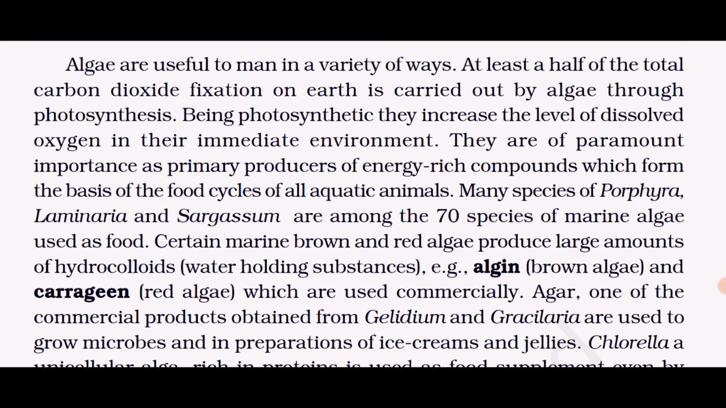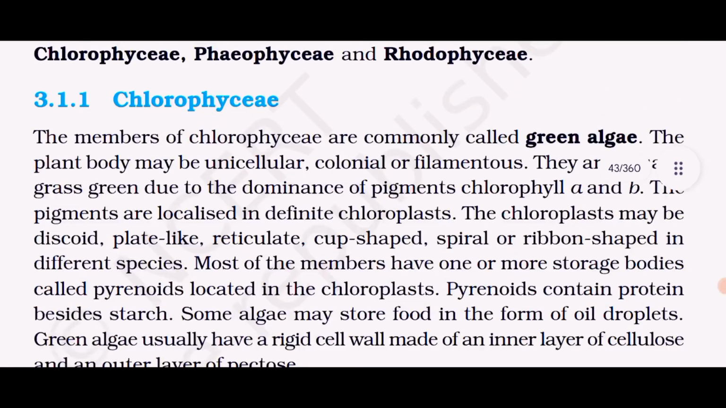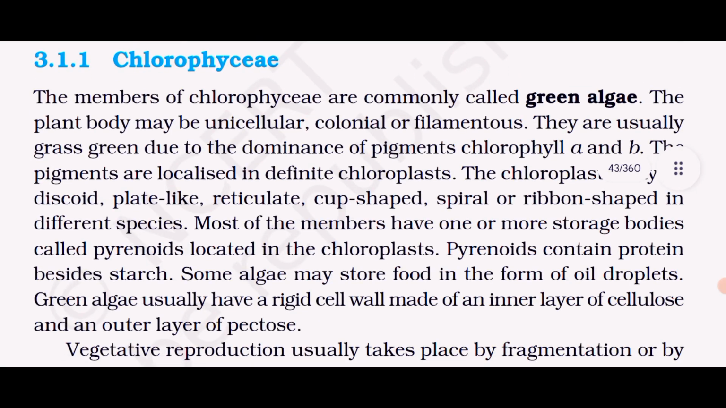Agar, one of the commercial products obtained from Gelidium and Gracilaria, is used to grow microbes and in preparation of ice creams and jellies. Chlorella, a unicellular alga rich in proteins, is used as a food supplement even by space travelers. The algae are divided into three main classes: Chlorophyceae, Phaeophyceae, and Rhodophyceae. 3.1.1 Chlorophyceae. The members of Chlorophyceae are commonly called green algae.